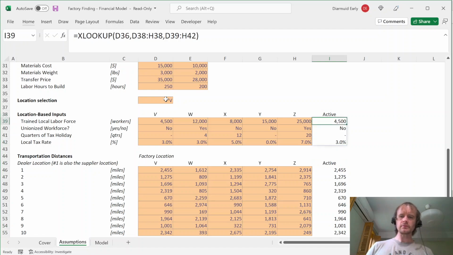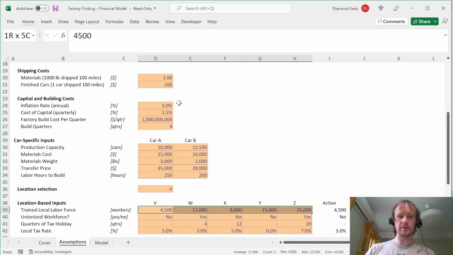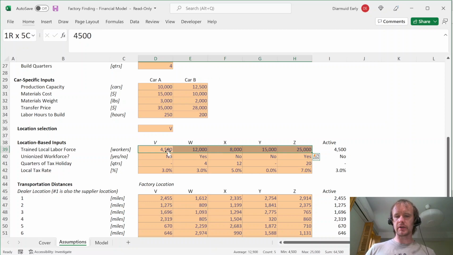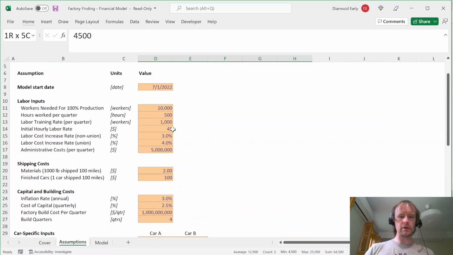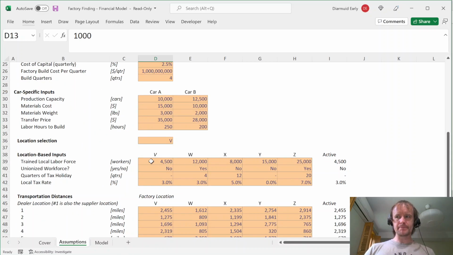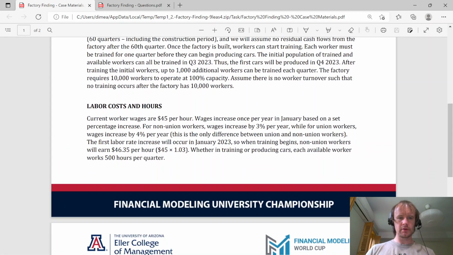Okay, so now what are we told about the labor force? Basically, this number of skilled workers to start. As soon as the factory is built, we can hire up to this many people. Obviously, we only need 10,000 people to be at full capacity, so we'll have to limit that. But we're looking at V right now. There's less than that. And then once we have our initial hiring, we can add up to 1,000 people per quarter and train them up. And we're told that workers spend, I think, 1/4 in training.